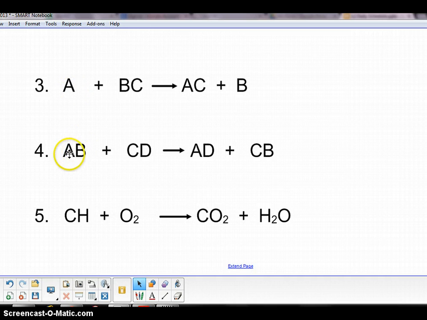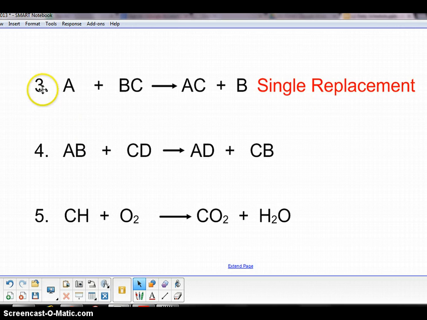And in 4 we have ionic and ionic. So we have a metal, nonmetal, metal, nonmetal, making a new set of metal, nonmetal, metal, nonmetal. So you have all ionic species here. Here you have an element and an ionic compound, and we call that a single replacement. That's when your single dude was replaced by B, or B was replaced by A, that kind of thing. So number 4, we have double swap. Everyone gets a new partner, so that's a double replacement.